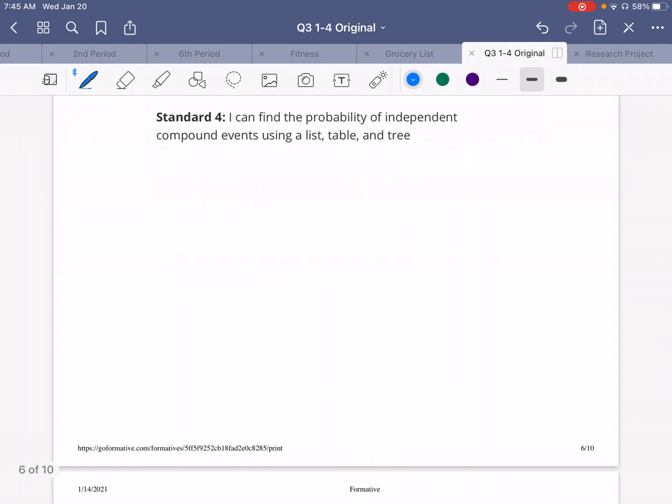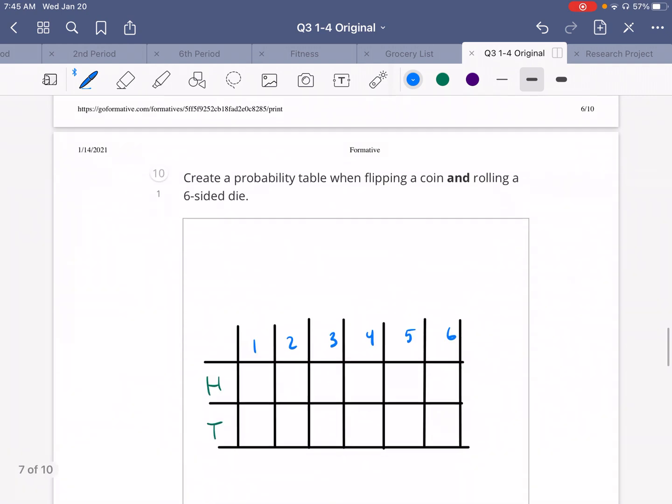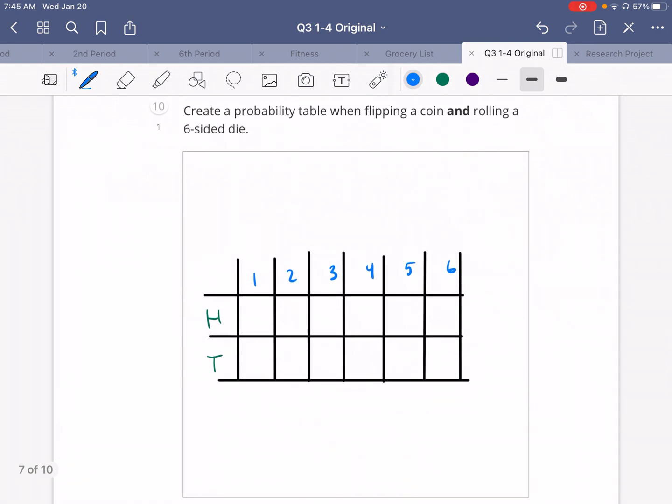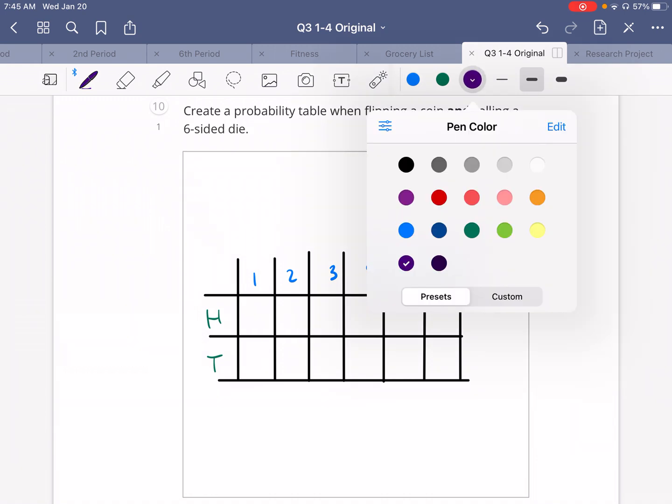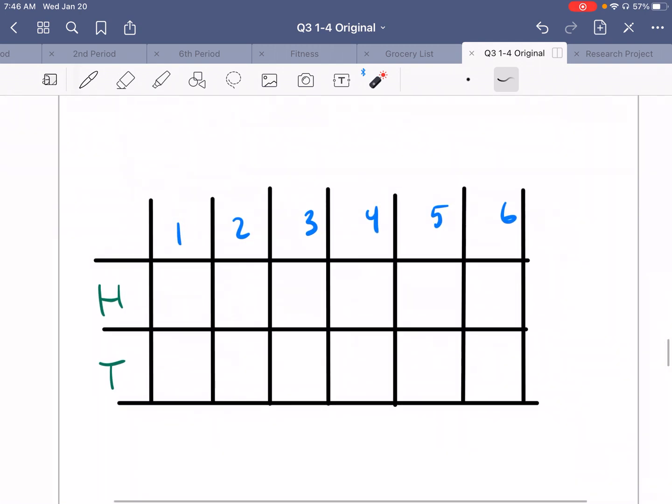All right, standard 4, independent compound events. Create a probability table when flipping a coin and rolling a 6-sided die. So I did the setup for this already, to save a little time. The first event is flipping the coin. The second event is rolling a die. Those are all the possible outcomes when you do those two events, right?